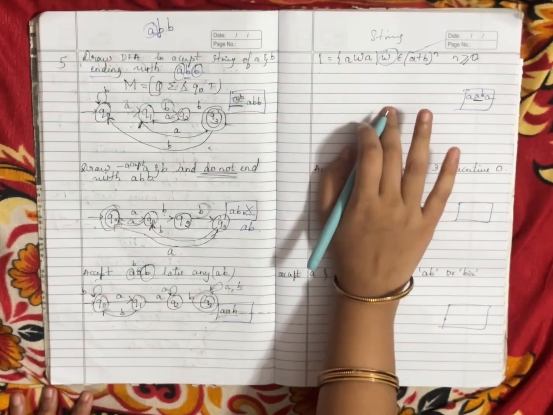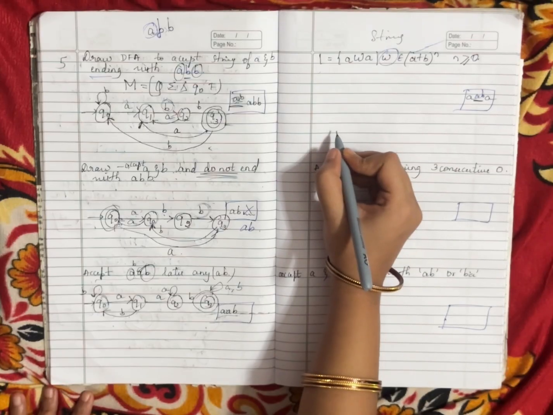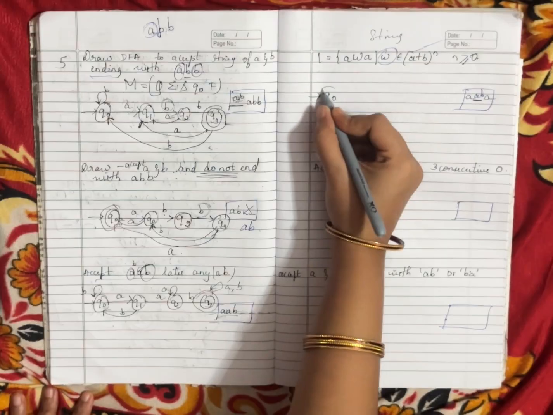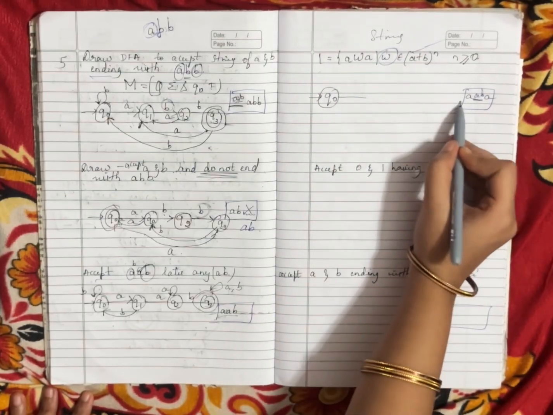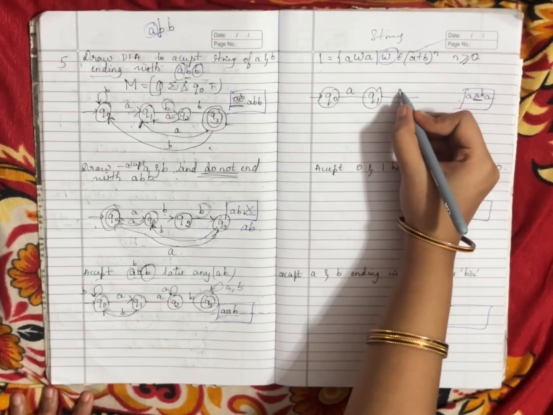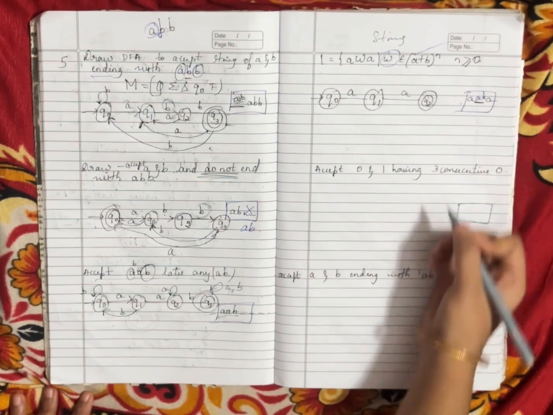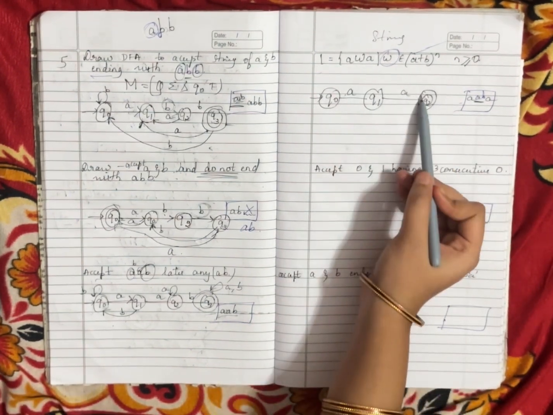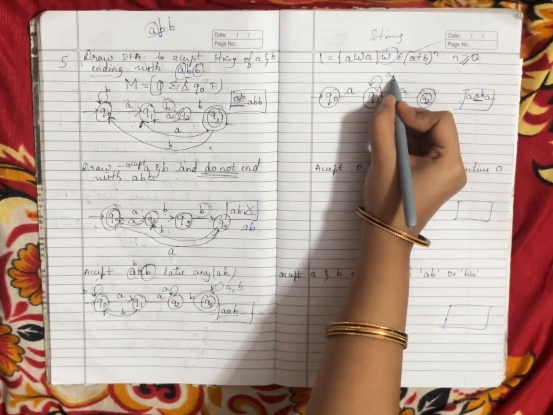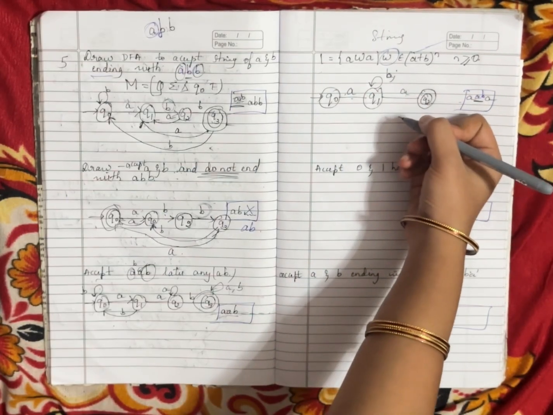So this same thing I'll try to draw here. So Q naught, starting it should accept A, and last also it should accept A only. This is the question, right? In between these two A's, either A can come or B can come, right? So in between, either A can come or B can come. I'll just write B because A is already there.